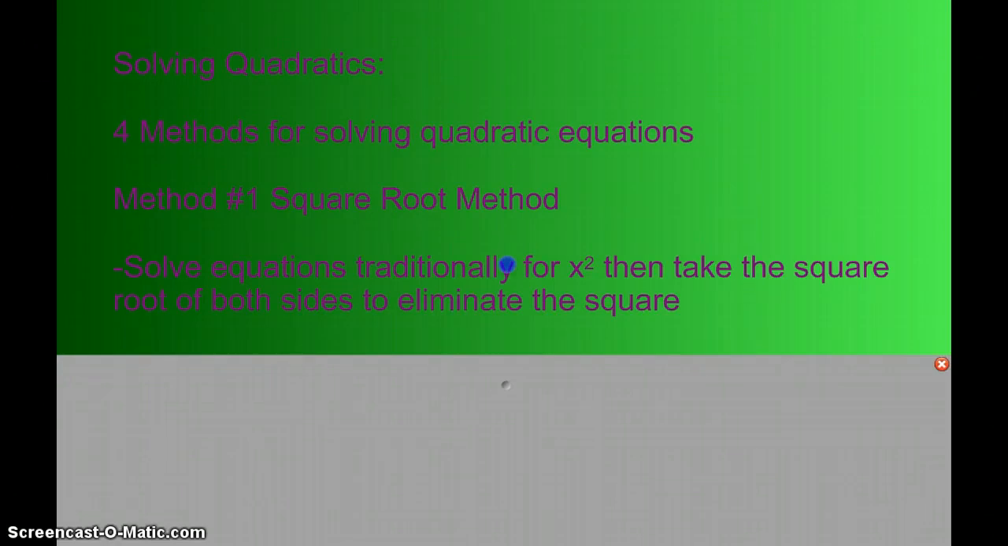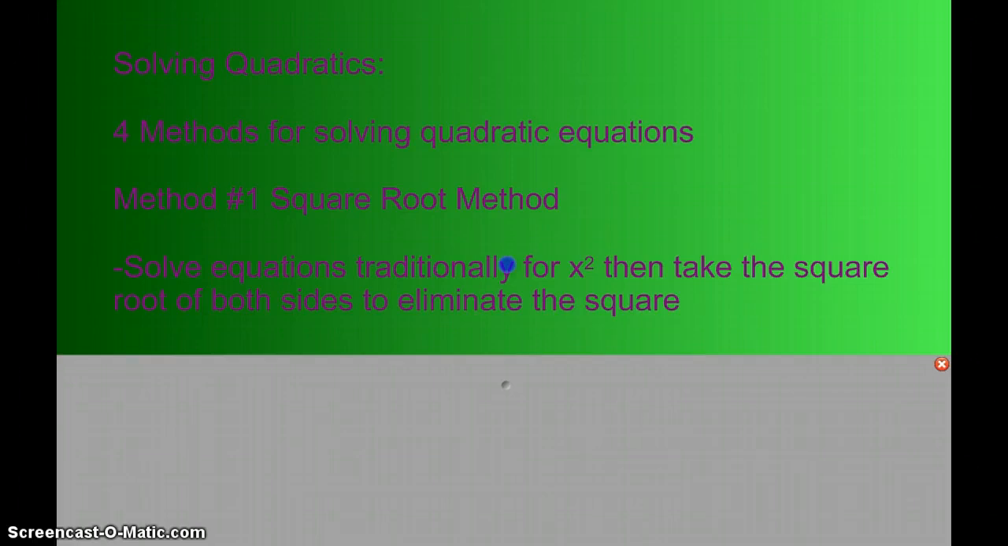And again, we're talking about quadratic equations. That's what an x squared refers to. The largest degree is 2. And so I solve for my x squared. And when I'm left with that, I can get rid of the square by taking the square root. Very similar to what we've done with things like Pythagorean's theorem and things like that.